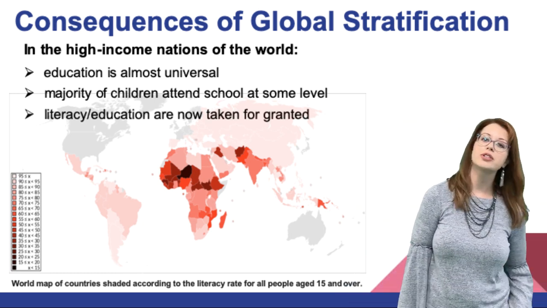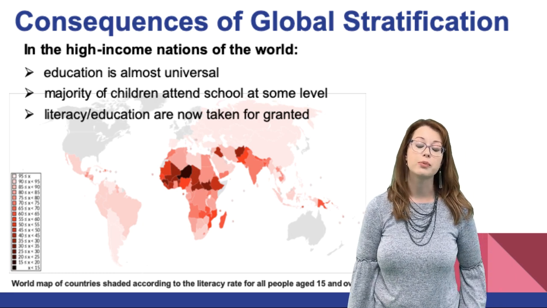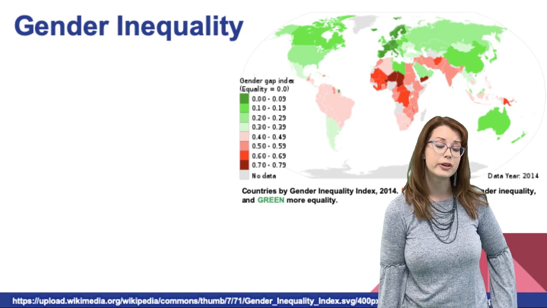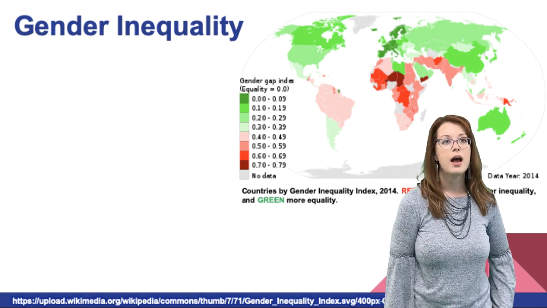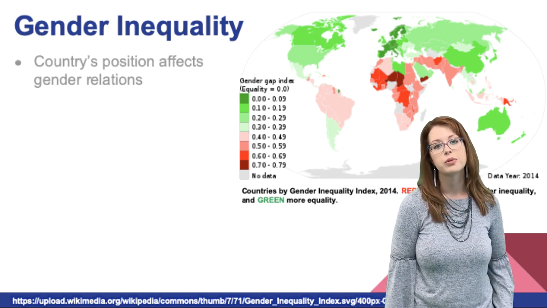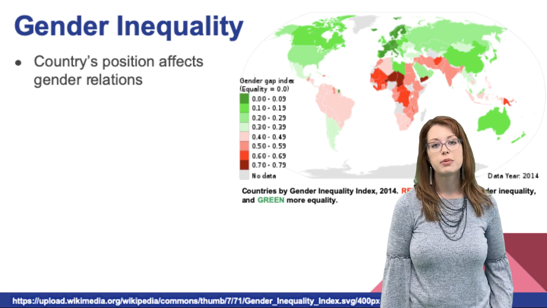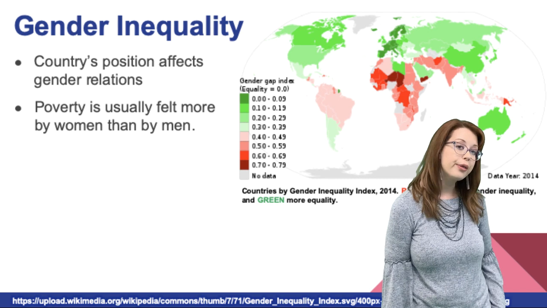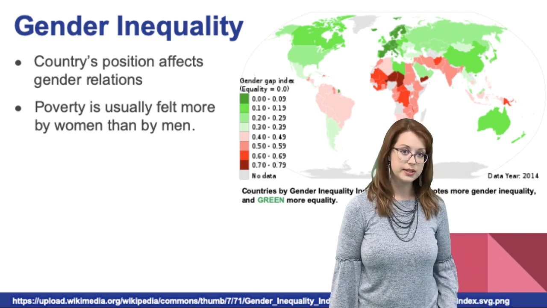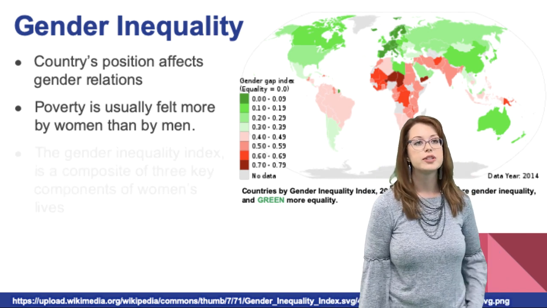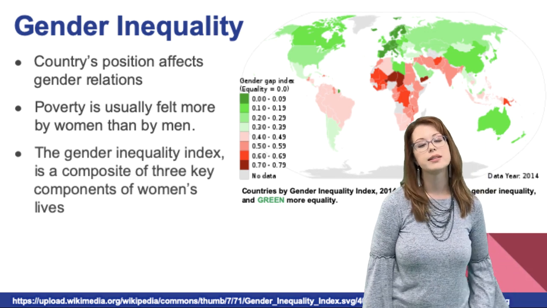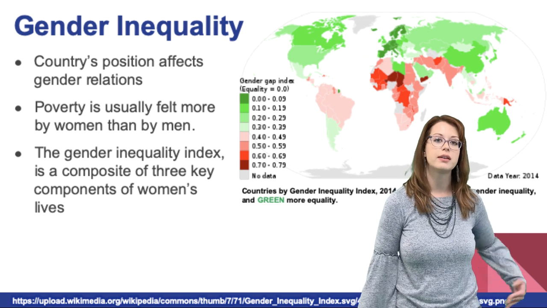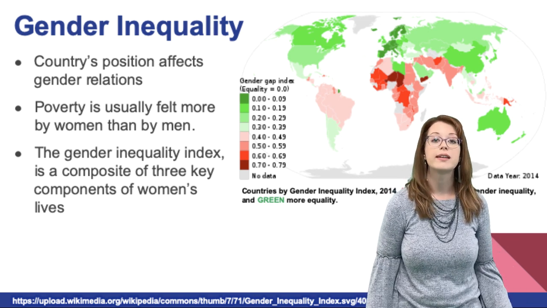And there's also global stratification when it comes to gender. So we already learned that women have a lower literacy rate compared to men. Around the world, men tend to have higher labor participation rates compared to women. They tend to own more wealth. They tend to earn higher incomes compared to women. So the Gender Inequality Index is a composite of 3 key components of women's lives, and this is how we determine the gender inequality in a country.